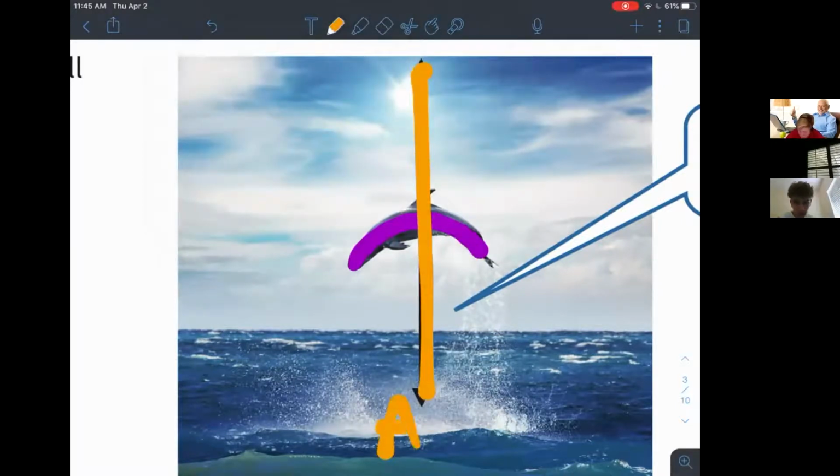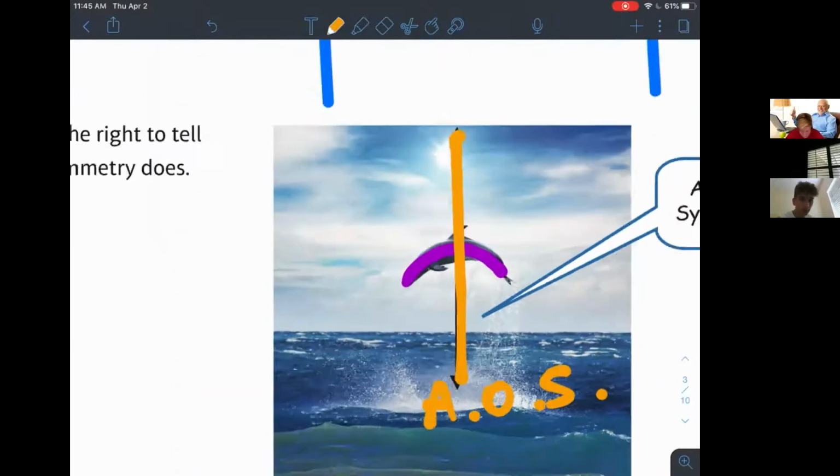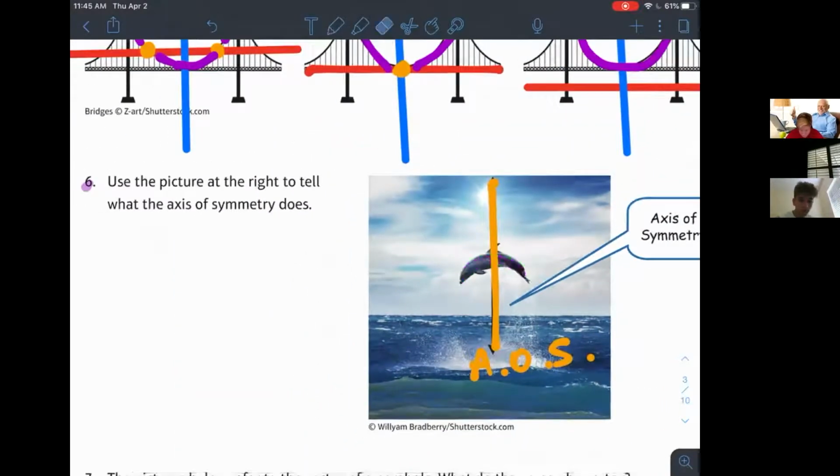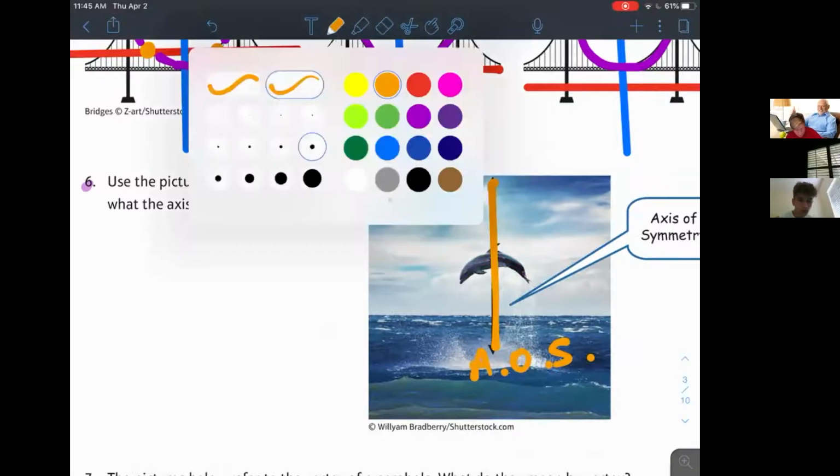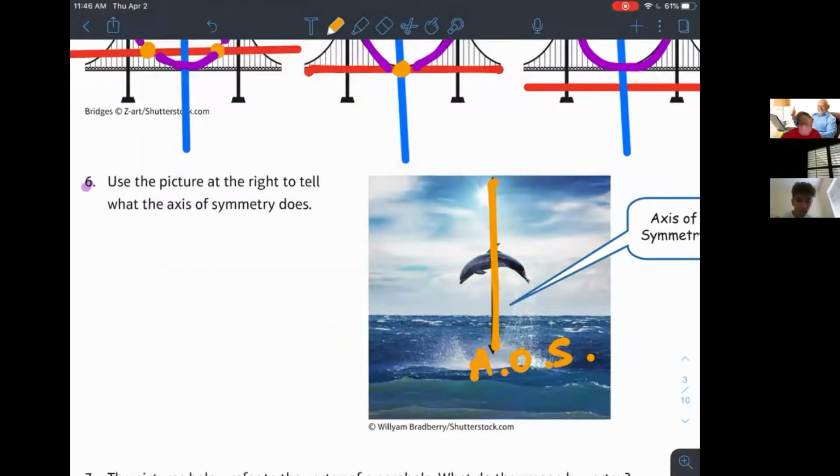I want to abbreviate axis of symmetry as AOS. So the dolphin is the parabola, it's downward, it's negative shaping, its vertex would be at its fin, basically. What does the axis of symmetry do? What does that orange line, the axis of symmetry, do? We know symmetry means the same, so what could it possibly do for us?